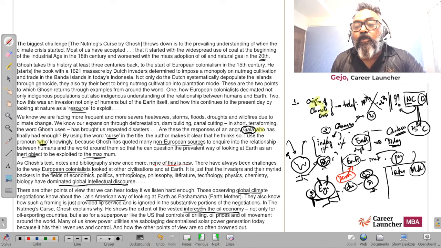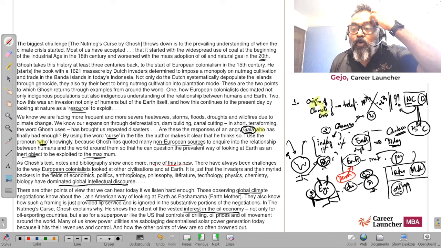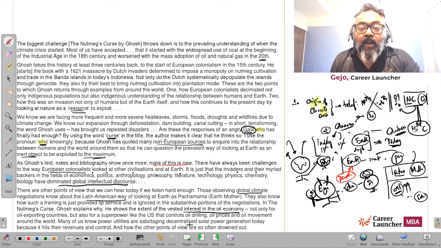Now he's saying that, look, there's also the oil economy. There are a lot of people who want to keep the power of oil and manipulate however they want, ignoring things like renewable energy sources, for instance, sabotaging solar power generation and other things.